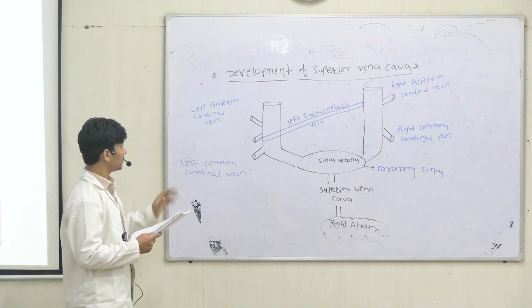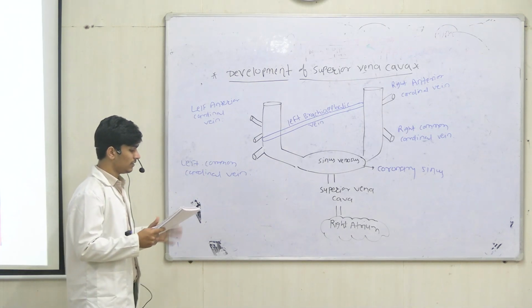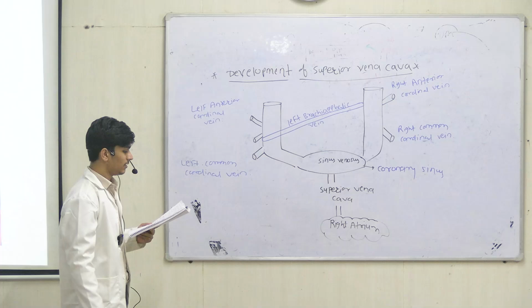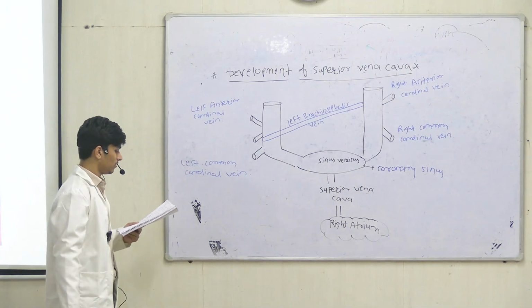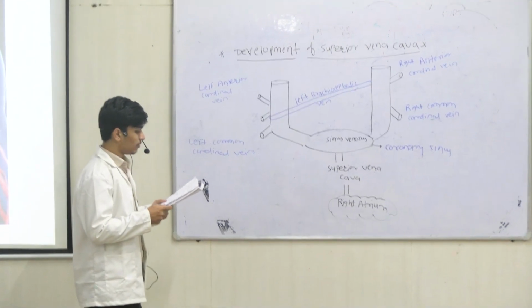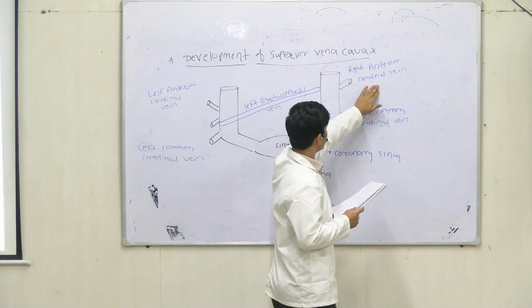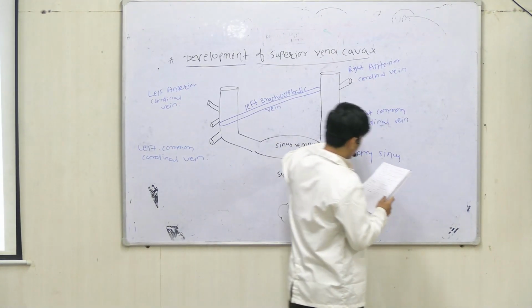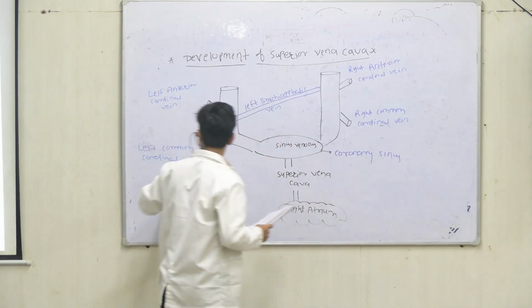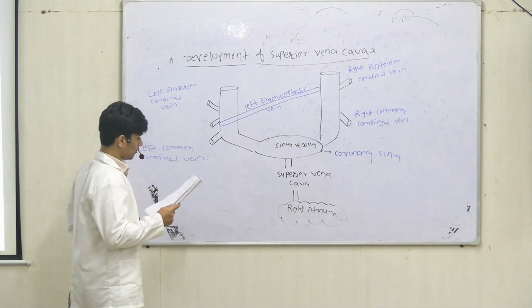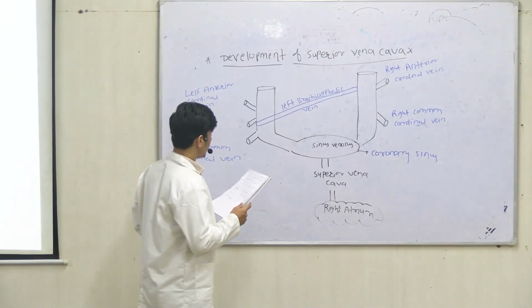what happened on the left side of the heart? In the left atrium, cardinal vein mostly regresses or disappears. The anastomosis developed between the anterior cardinal vein and left cardinal vein. This one. And they form a brachiocephalic vein.